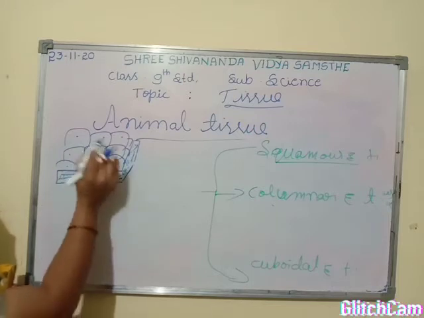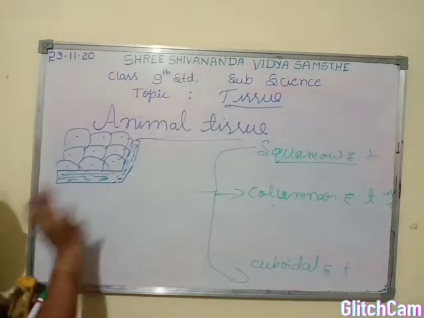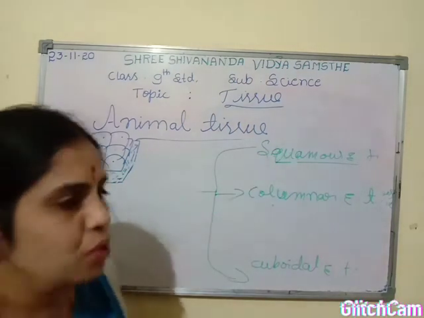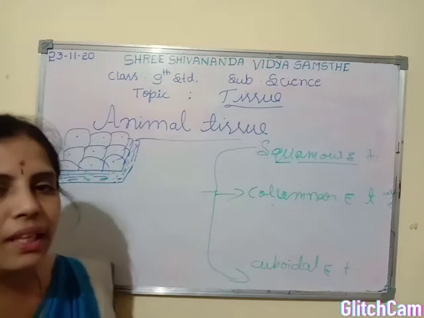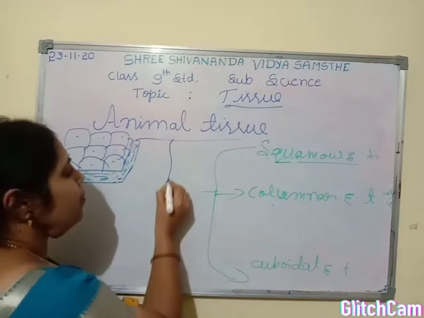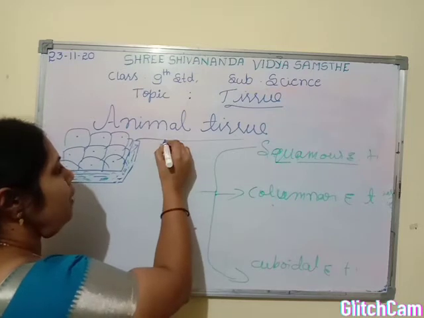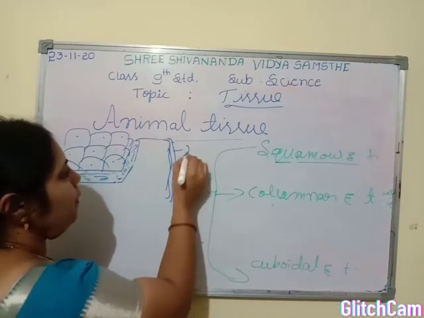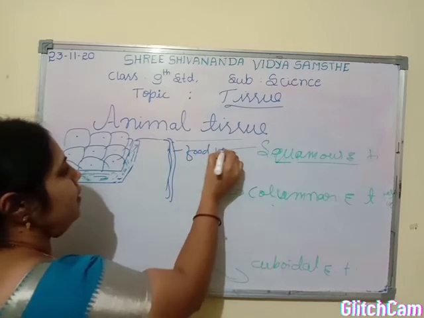So these are the cells, and the structure is like this. This is known as squamous epithelial tissue. So where do you find the squamous epithelial tissue? Of course, it is present in the esophagus. What is meant by esophagus? It is nothing but the food pipe.